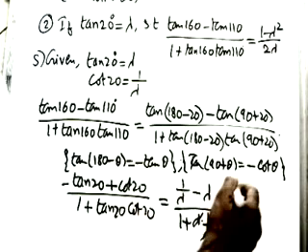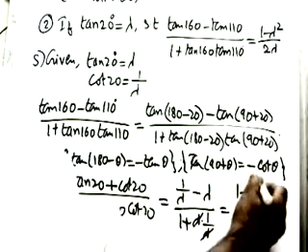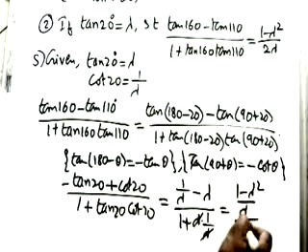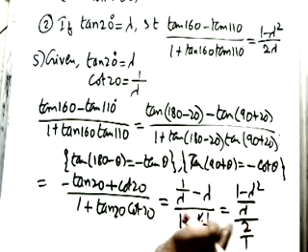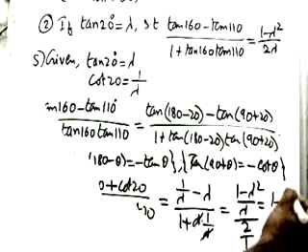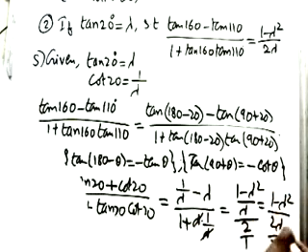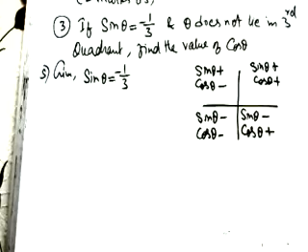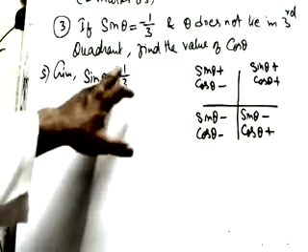So this lambda will get cancelled. Take LCM: lambda into lambda square. 1 minus lambda square by lambda. So 1 plus 1 is 2, so this is 2 by 1. If you bring this here, 2 will come here. So we can write 1 minus lambda square by 2 lambda. Now you see the next question.